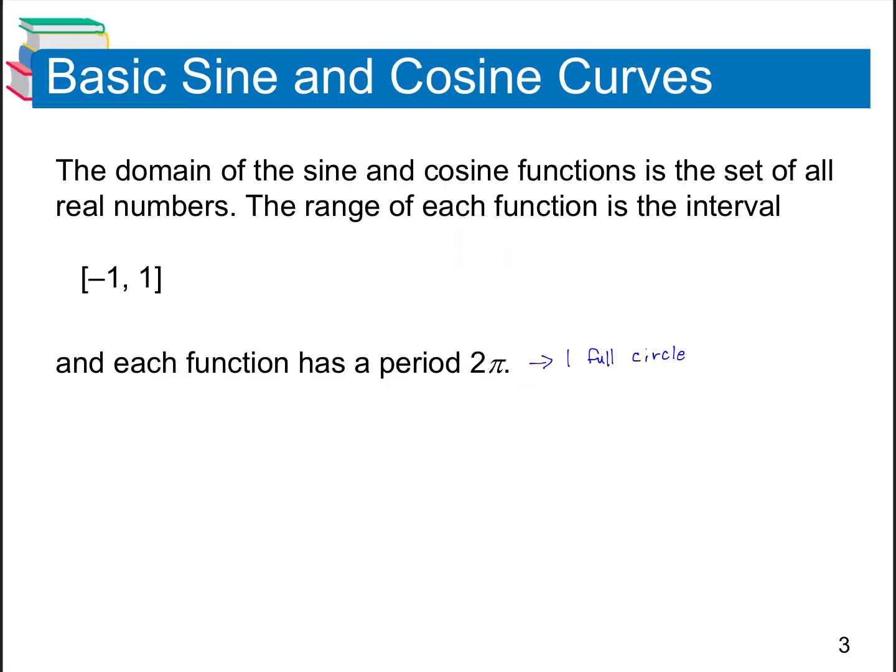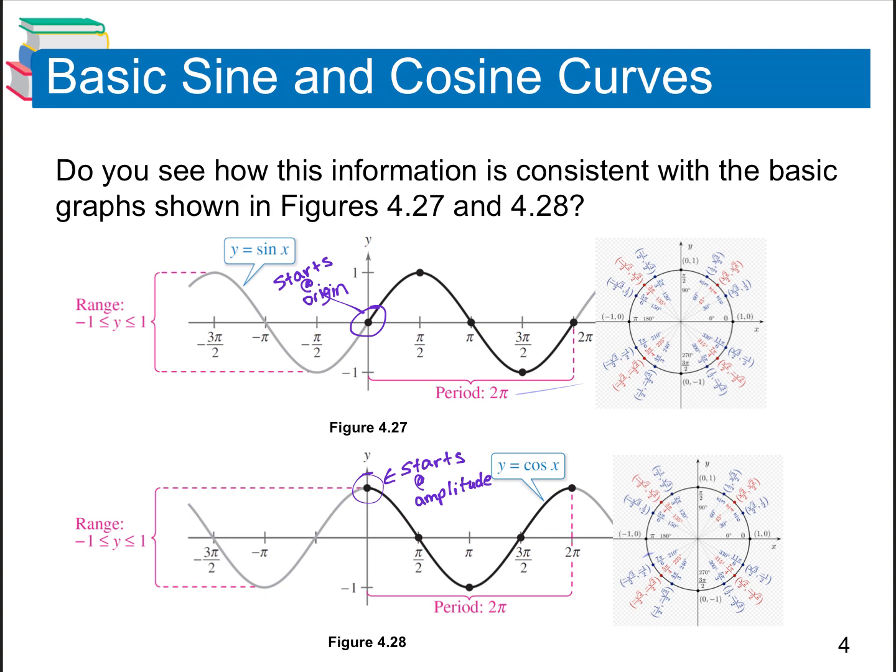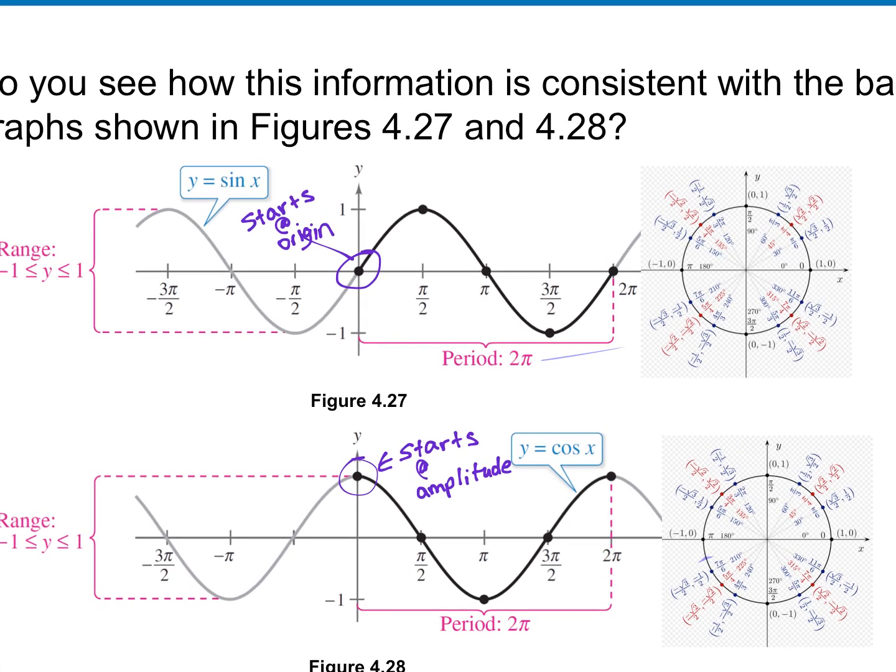When we talk about a time period, generally the time period we talk about is 2 pi. Sometimes that'll change, and I'll explain to you how that changes and how you find the change. But generally, your one time period is going to be one full circle, one trip around your unit circle. So here are your basic sine and cosine curves.